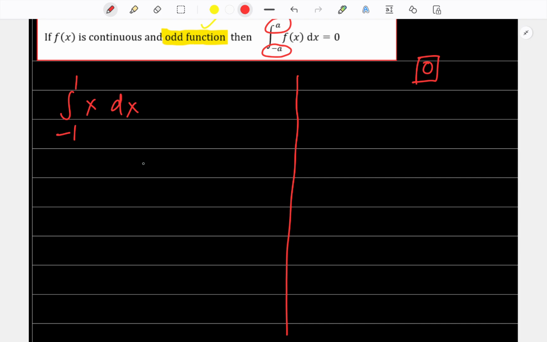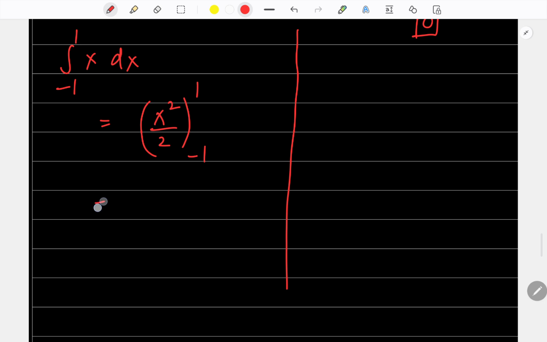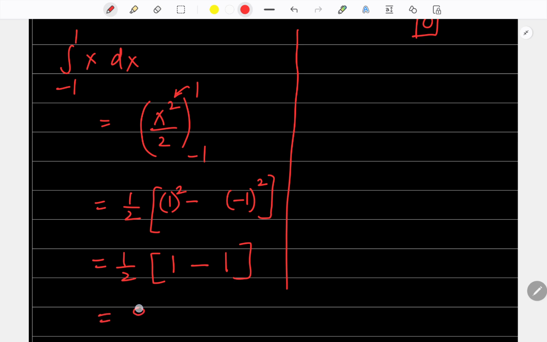Suppose you have this one. What is the integration of x? X square divided by 2, from minus 1 to plus 1. So this equals 1 by 2 will come out. Upper limit substitution, 1 square, minus lower limit substitution, minus 1 the square. So this equals 1 by 2 bracket open, 1 minus 1 square is 1, which is equal to 0. After doing all these steps, you get 0.